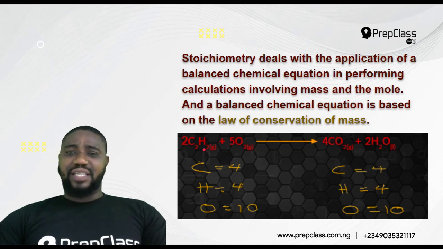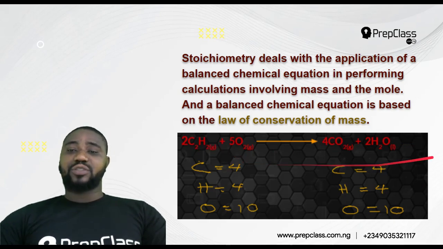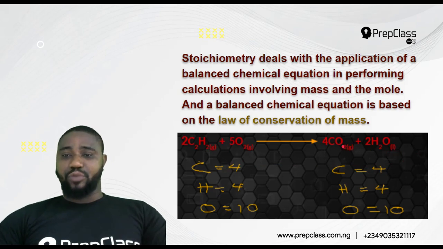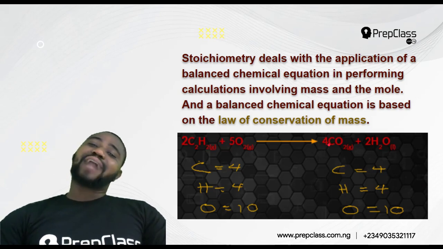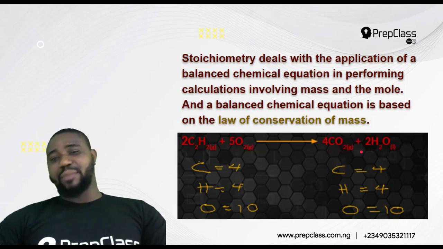One might be given, let's say in this reaction, the mass of ethine, and be asked to find the mass of carbon dioxide produced. So the ability to do that, or that aspect of chemistry, is known as stoichiometry. So it involves mass and mole concepts. And for you to do that correctly, the chemical equation must be a balanced one.